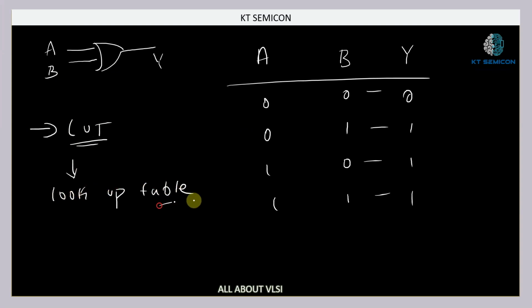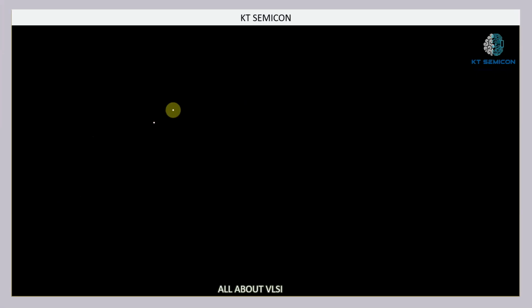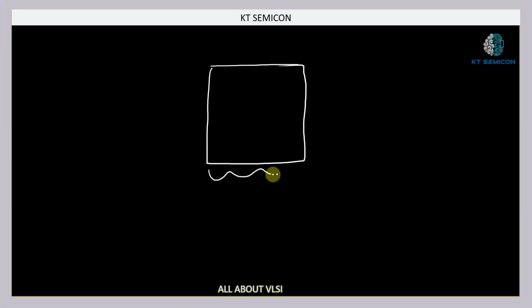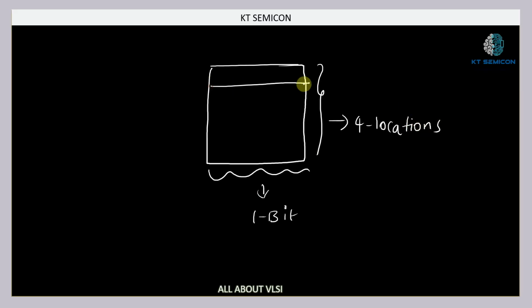Okay. Now, what is this lookup table? What is it going to do? Let us try to understand. Before that, let's try to have a simple memory. Let's say this memory is going to have a width of only 1 bit, and it is going to have a total of 4 locations. Let's say this is location number 1, 2, 3, and 4. This is index 0, 1, 2, 3.